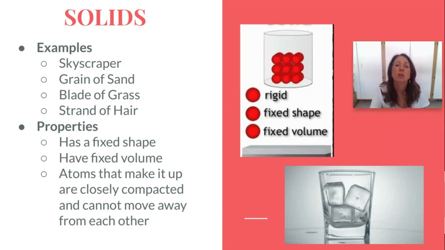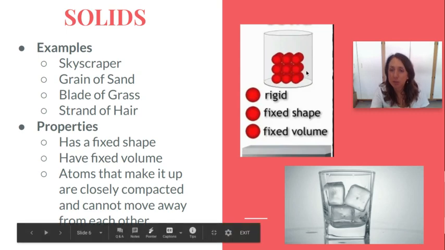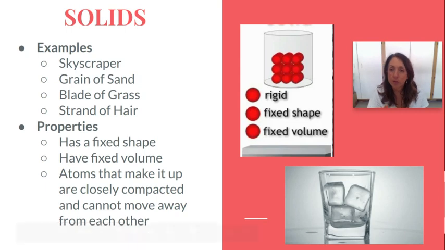And then here we have an example of what the molecules would look like in a solid. So here they are. They're very compacted. They are in a definite rigid shape, and they are in a definite fixed volume. So they're taking up the same amount of space and keeping their shape no matter what you put them in. And that'll make a little more sense later when we talk about the next ones.